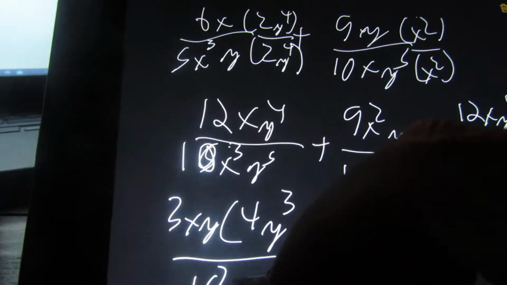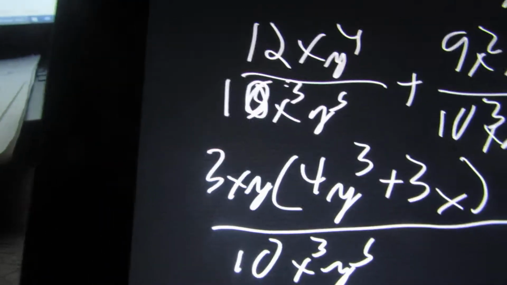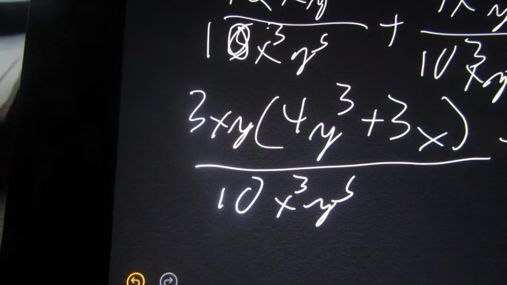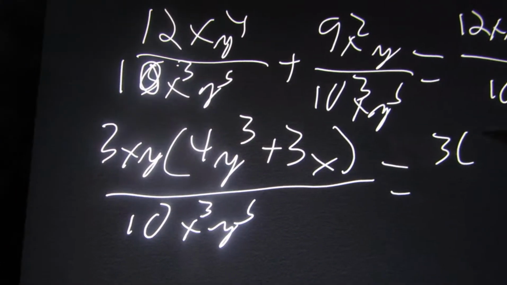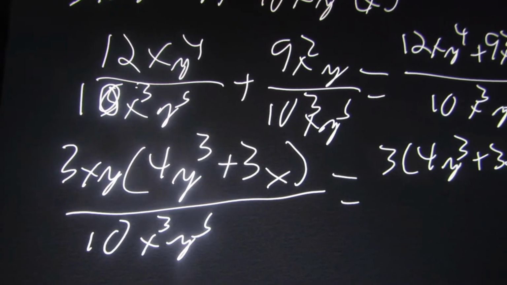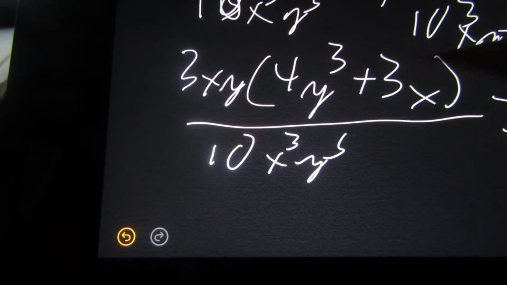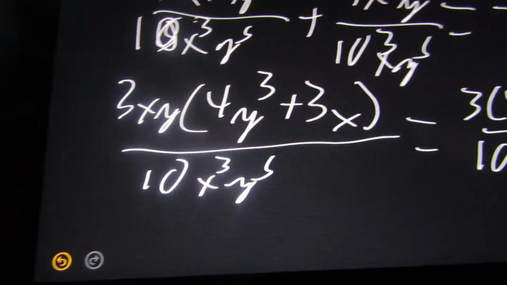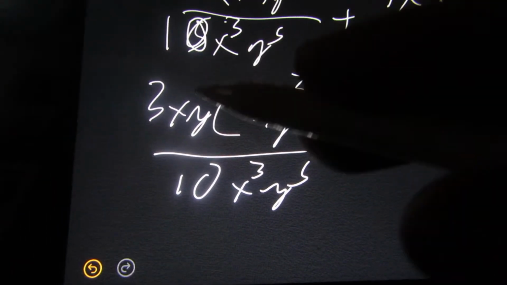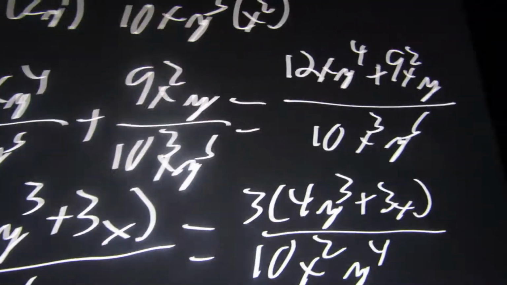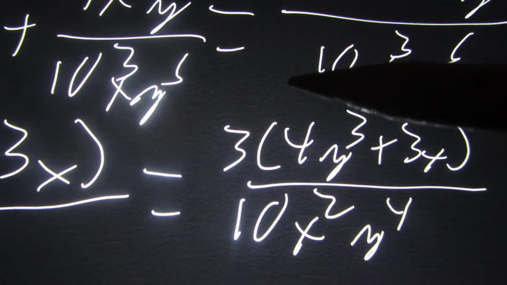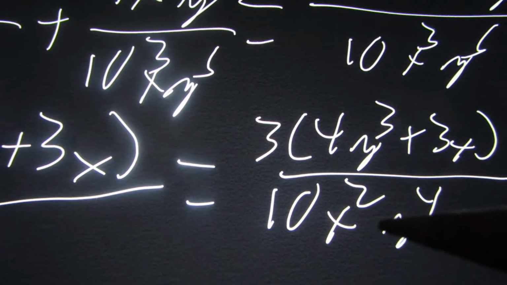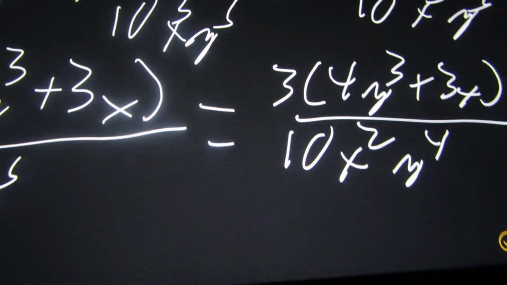And that's all over 10x to the 3 y to the 5. And now we can simplify this x with one of these, this y with one of these, and we keep the 3, and we're going to still have 4y to the 3 plus 3x, and it's all over, keep the 10. 10x to the 3 divided by x to the 1 is x squared. y to the 5 divided by y to the 1 is y to the 4. So our answer here is going to be 3 times, in parentheses, 4y to the 3 plus 3x all over 10x squared y to the 4.